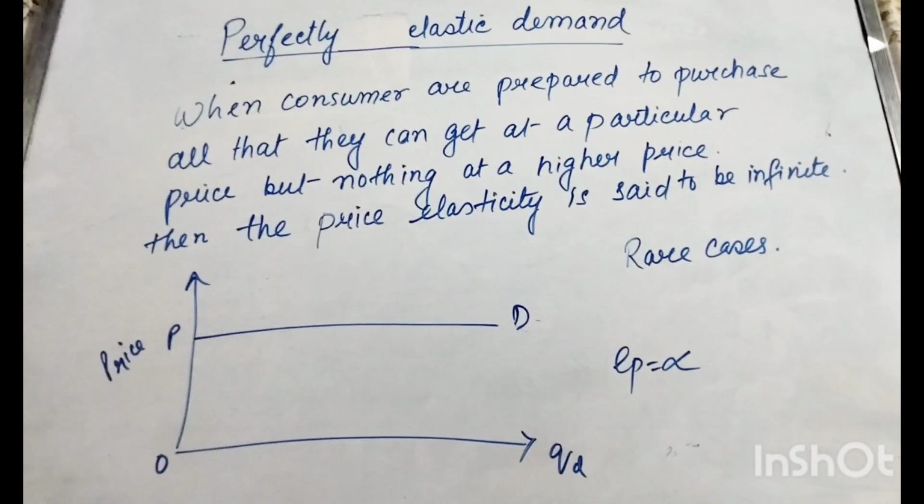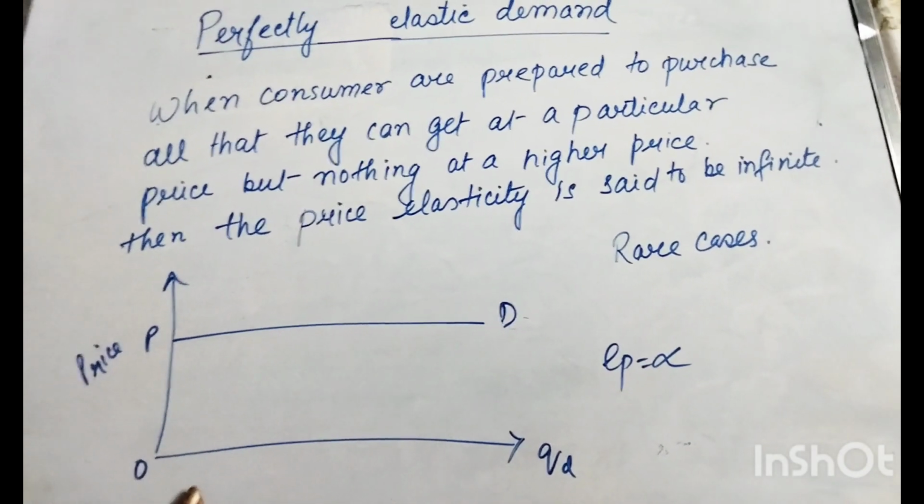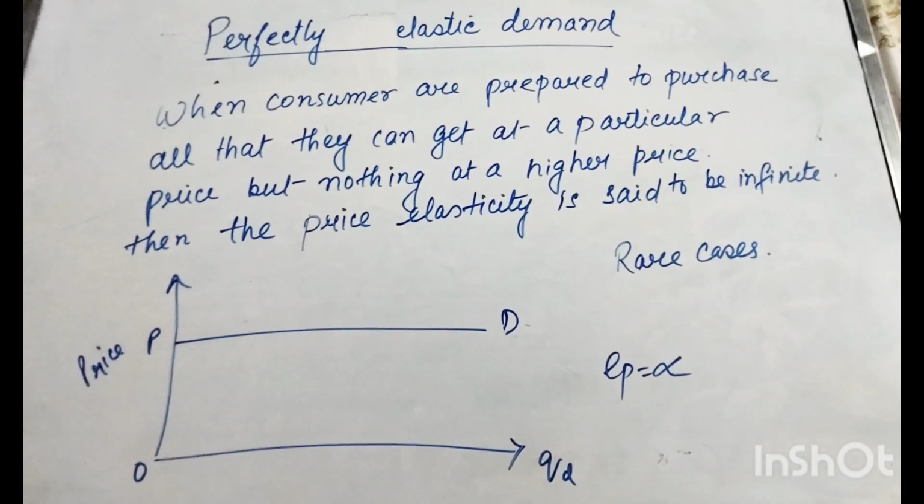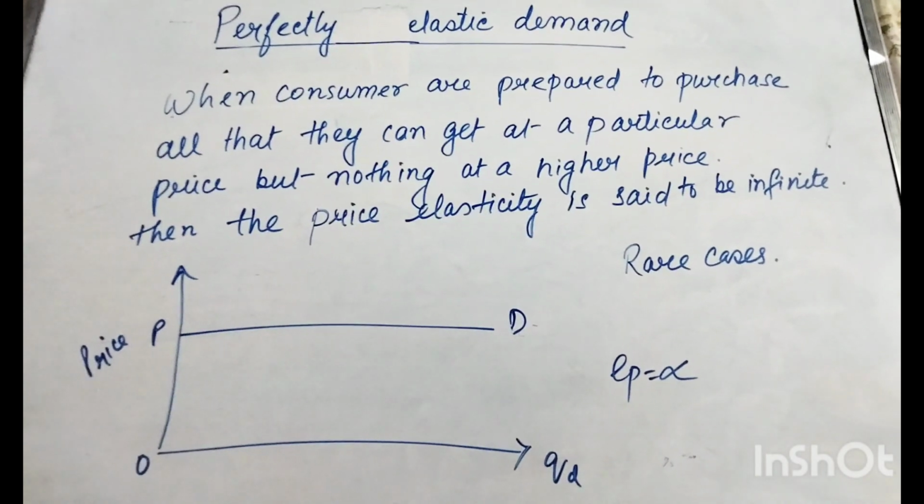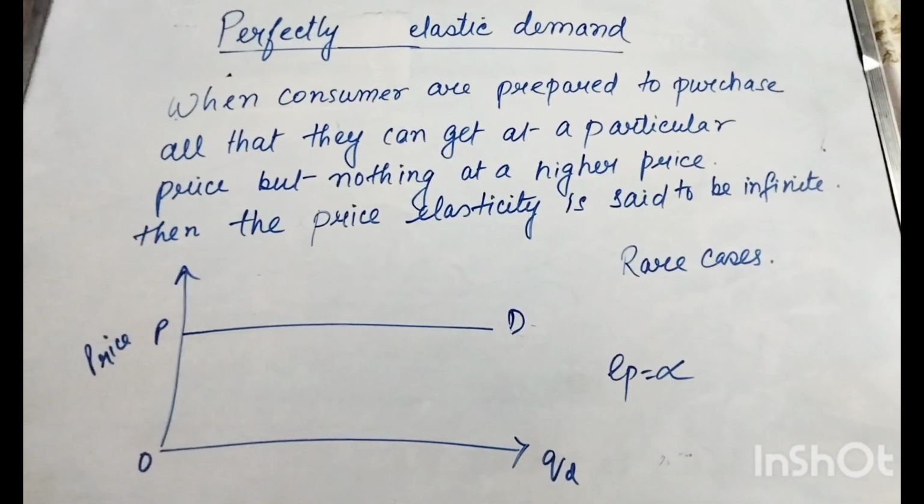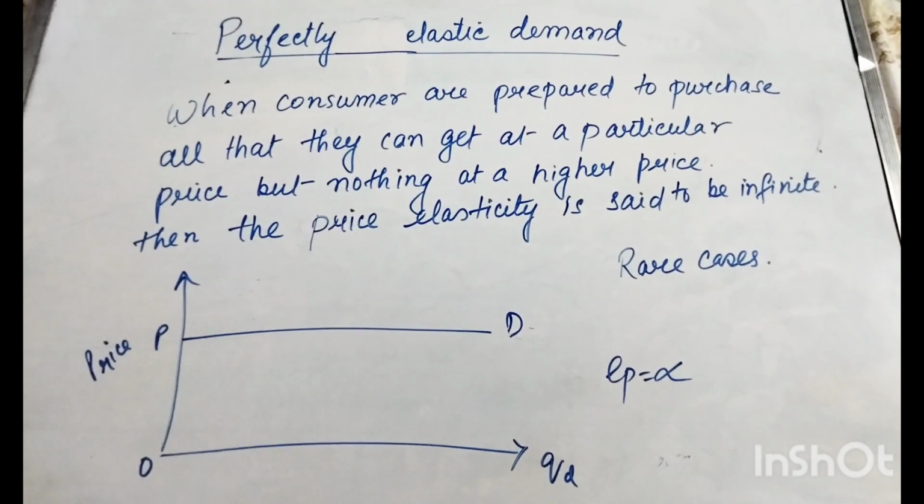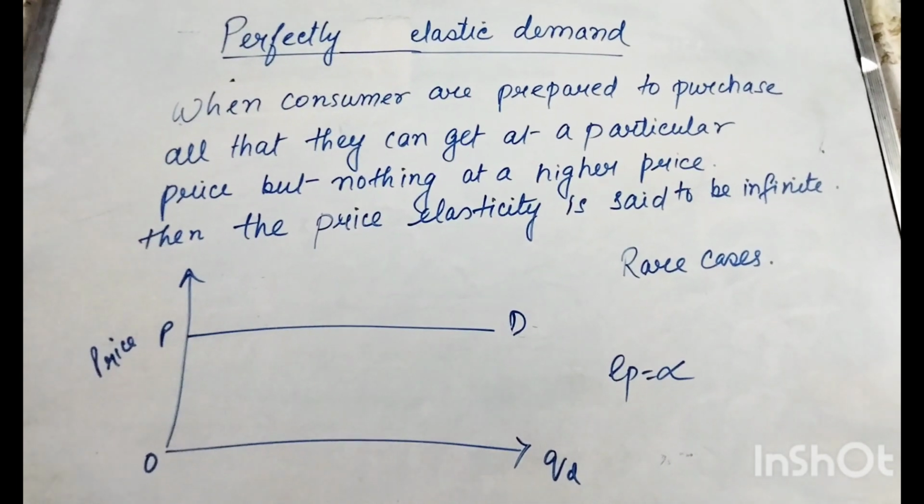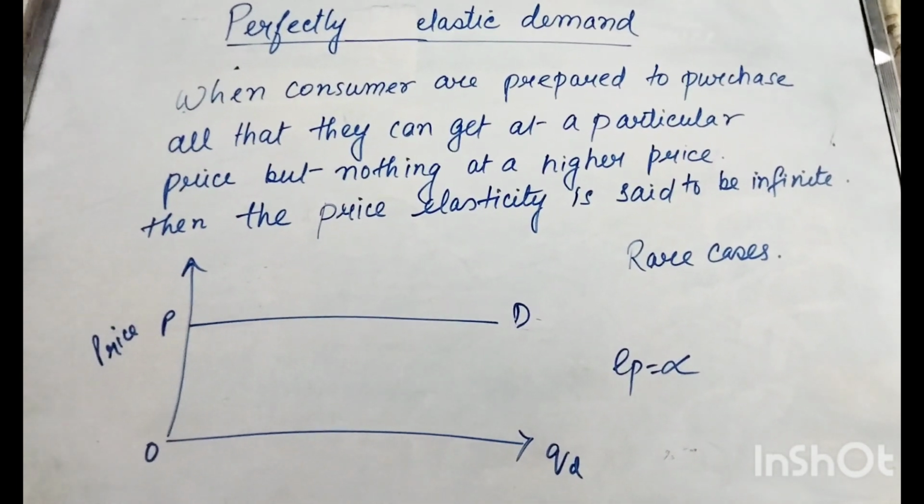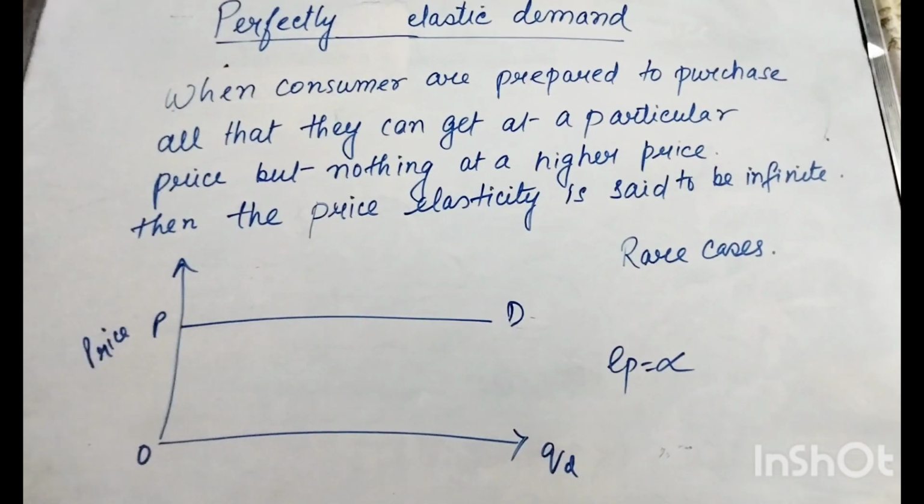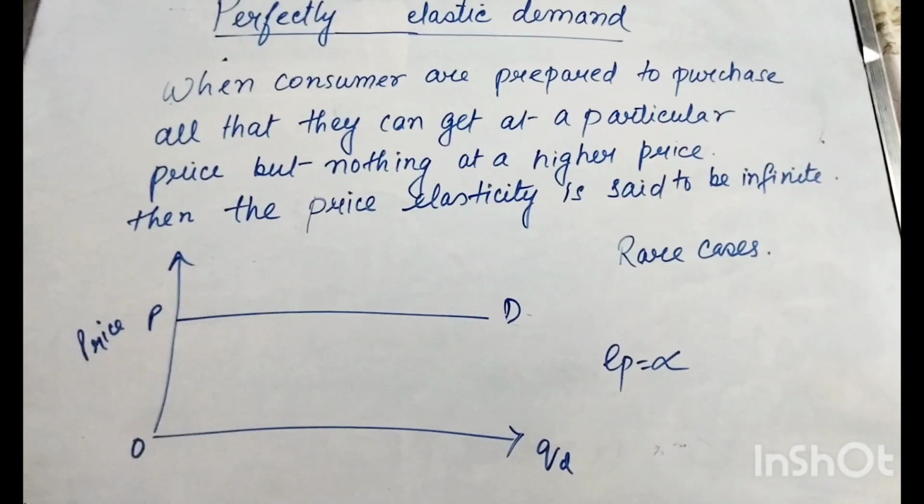That means this is what the consumer is prepared to buy at a particular price, but the consumer will not buy anything at a very high price. So if the price changes even negligibly, there will be a huge change in the quantity demanded.